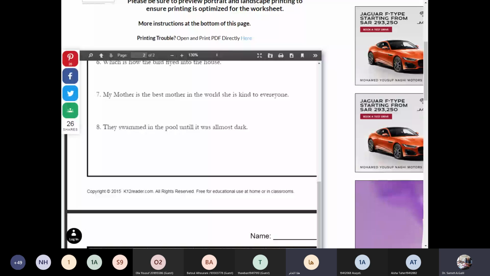Doctor, I have a comment regarding number 7, the punctuation correction. They are two related sentences, so it should be a comma or a semicolon. To put a full stop and start a new sentence, she is kind to everyone, would not make sense by itself. It's related to the first one. Not necessarily, Hala. This is something that we can spend the night talking about, by the way.